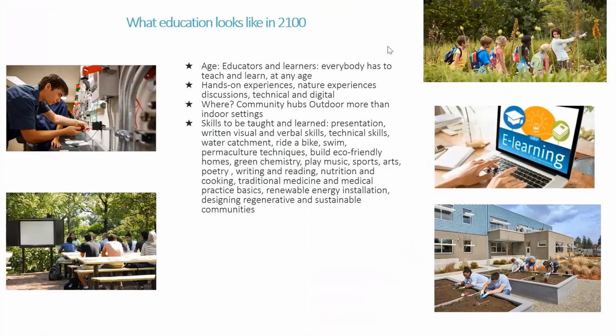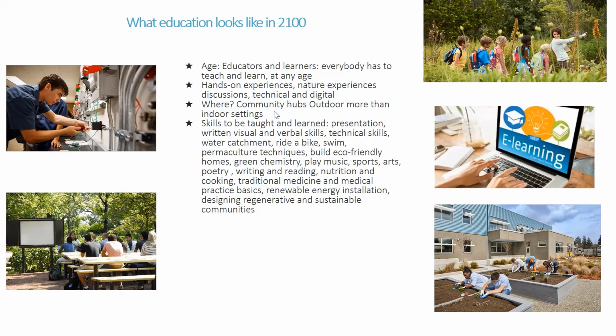Now, let's talk about education in 2100. So we're having a futuristic look over here. Educators and learners: everybody has to teach and everybody has to learn at any age, through hands-on experiences and nature experiences and discussions, with technical and digital aspects also being implemented.